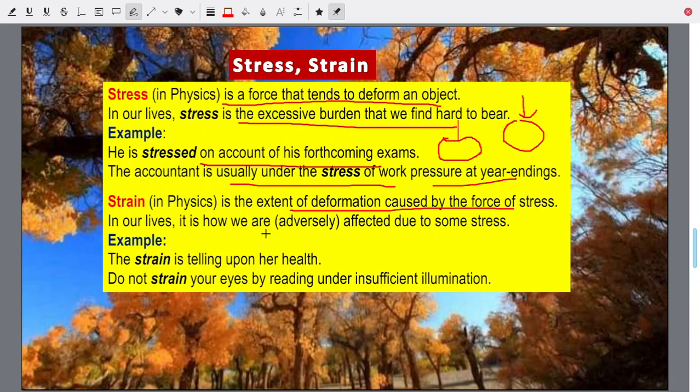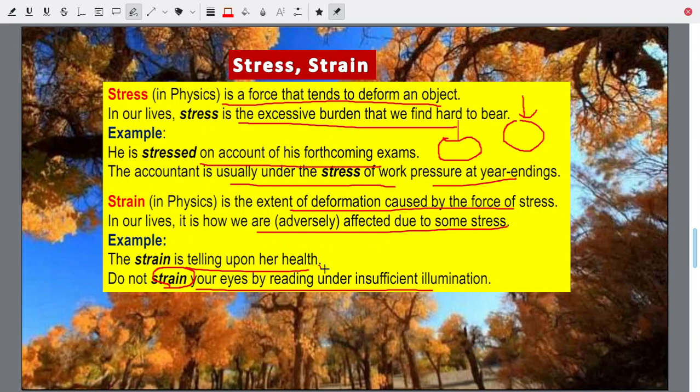Strain is the extent of deformation. It is how much we are adversely affected due to some stress. The strain is telling upon our health. That is, it is deteriorating our health. Do not strain your eyes by reading in insufficient illumination, so that your eyes get deformed or deteriorated in quality.